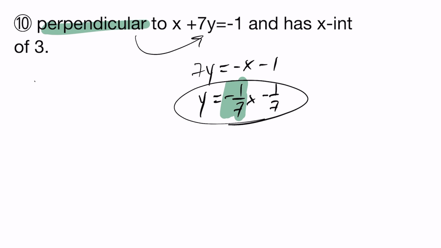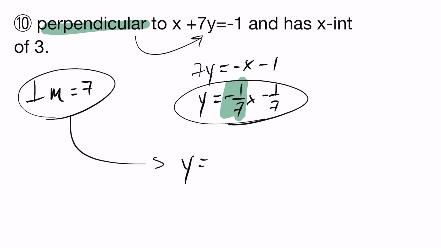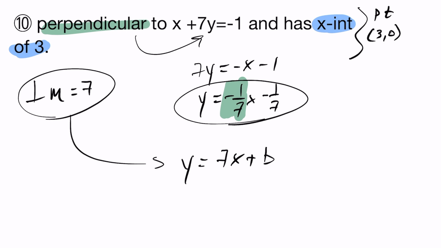I want a perpendicular slope. So for the perpendicular slope, you flip it and change the sign, and you get 7. So the equation that I want is y equals 7x plus b. If we keep reading, they didn't give me the y-intercept, they gave me the x-intercept of 3. Another way of saying you have an x-intercept of 3 is saying that the line passes through the point (3, 0). So I actually have the point (3, 0) that this line passes through. I can substitute that into the equation.